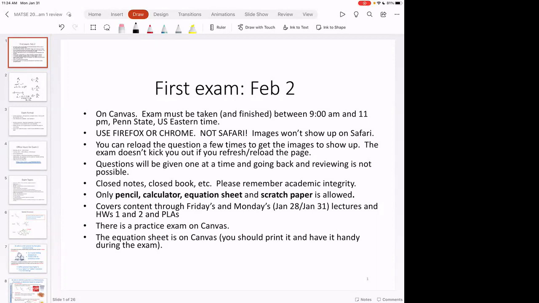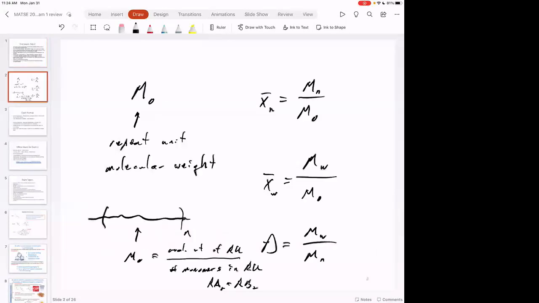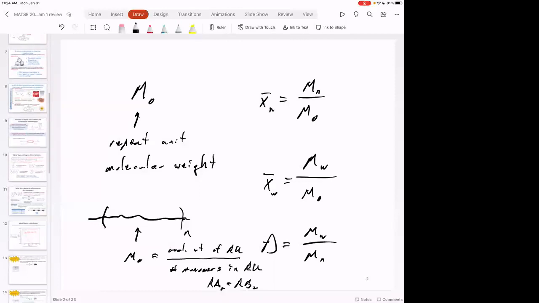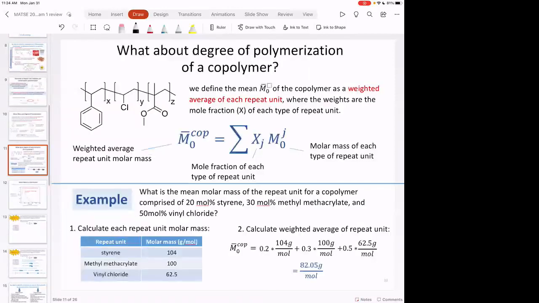I'm seeing half hands. Yeah, go ahead. Sure. So for the number average mass, it's Mn equals the sum of Mj. So which data goes with Mj? Where is that equation? Is that in our equations for molecular weight? This one? Yeah. So this one, remember, is a copolymer M0.